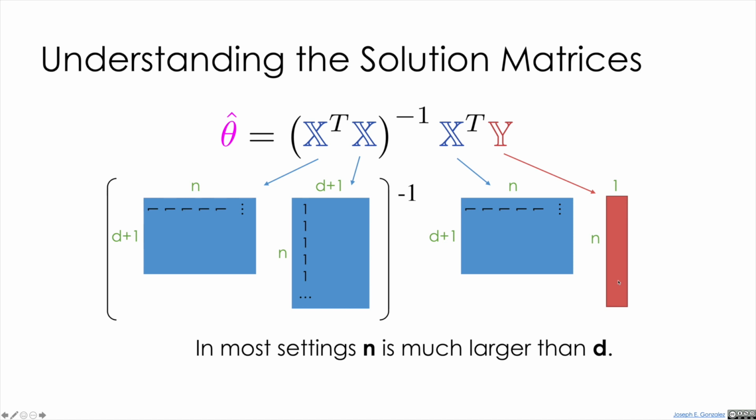Now, in most settings, N is going to be much larger than D. So these are what we'd call tall, skinny matrices. So X would be very tall and very thin. And likewise, the Y vector is going to be, of course, one column, but many, many rows. And especially when you think of big data, we often think of N being many, many rows of data.